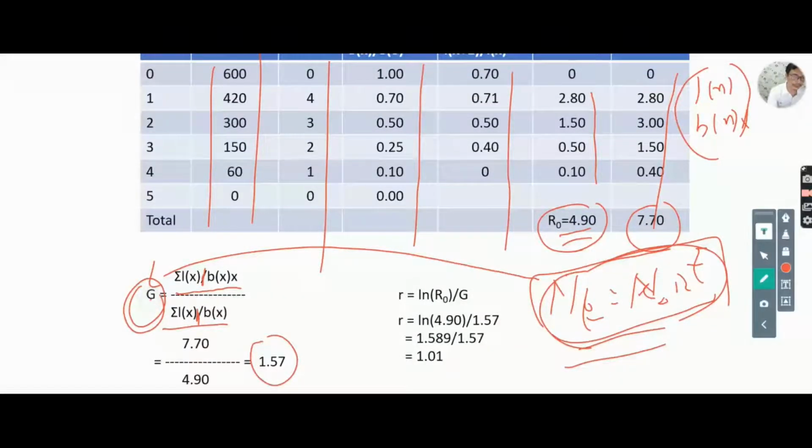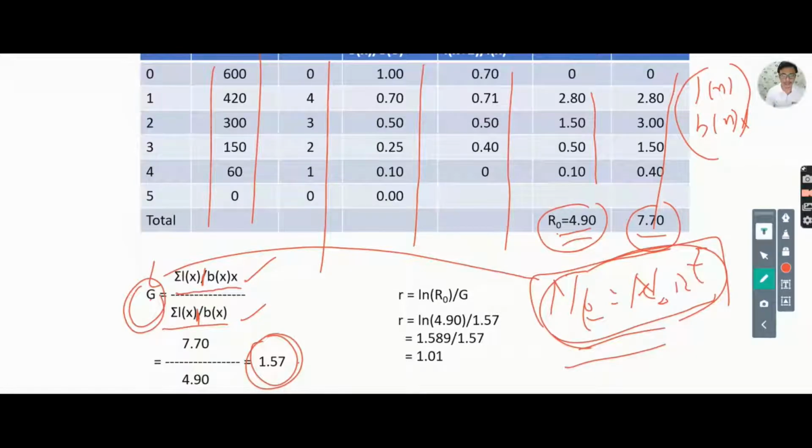So this Z naught is now 1.57. Now this 1.57 that you have seen, we have got it from the R naught and the summation of LxBx. So these two variables have given Z naught, right?